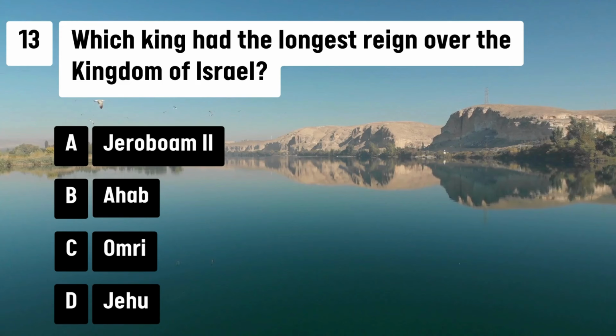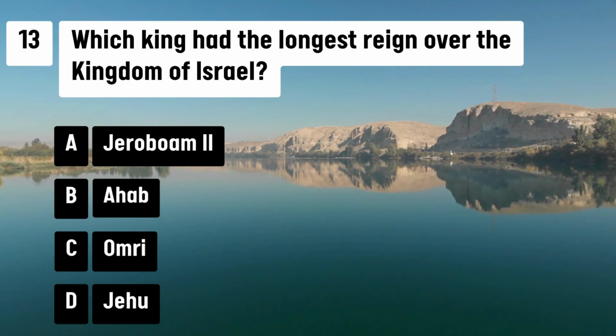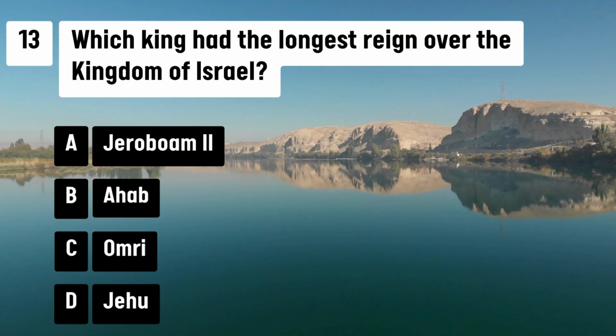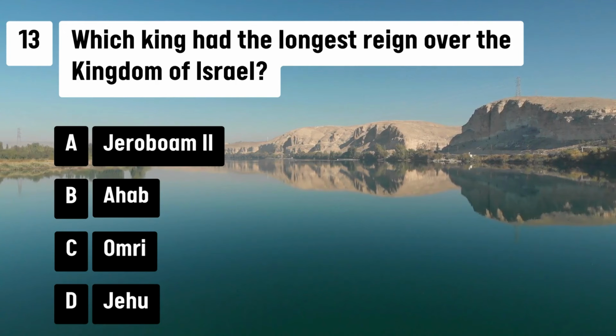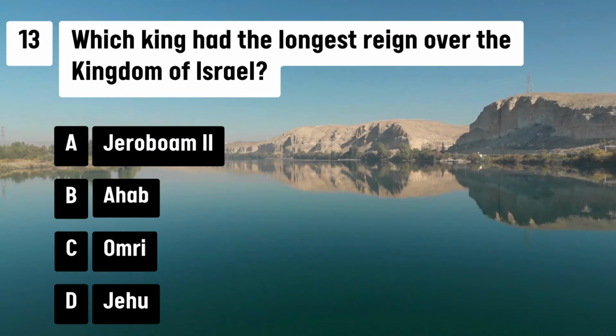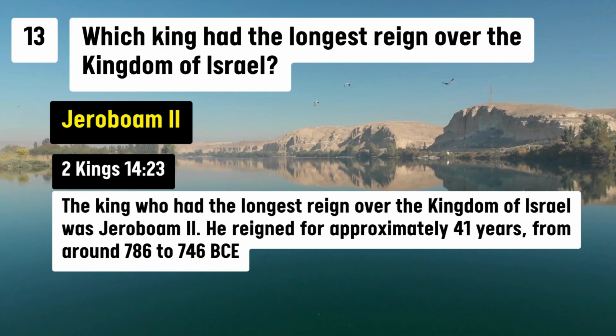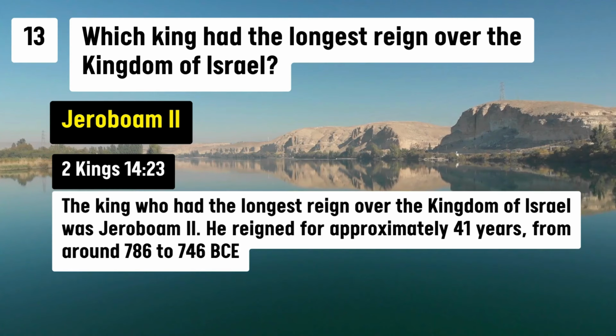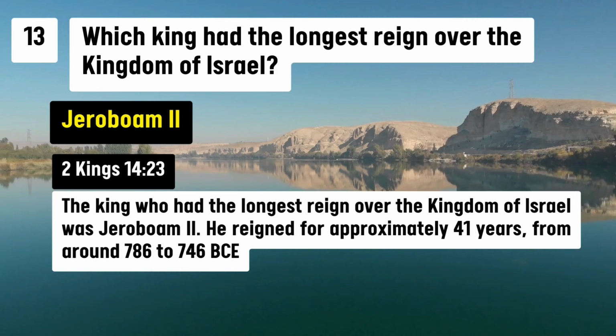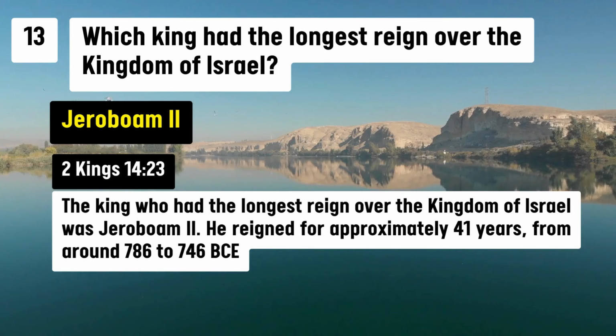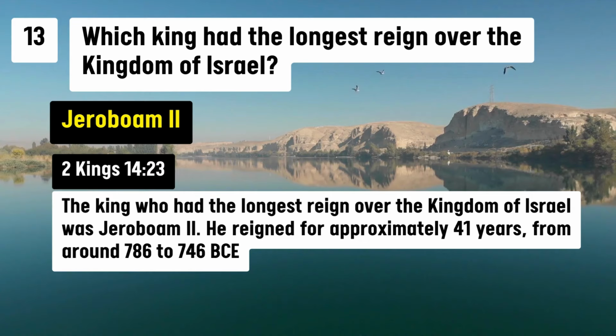Question 13. Which king had the longest reign over the kingdom of Israel? Jeroboam II, Ahab, Omri, Jehu. The answer is Jeroboam II. 2 Kings chapter 14, verse 23. The king who had the longest reign over the kingdom of Israel was Jeroboam II. He reigned for approximately 41 years, from around 786 to 746 BCE.